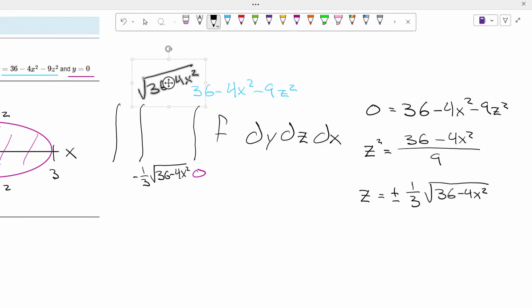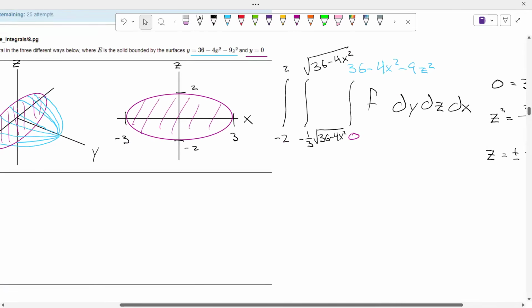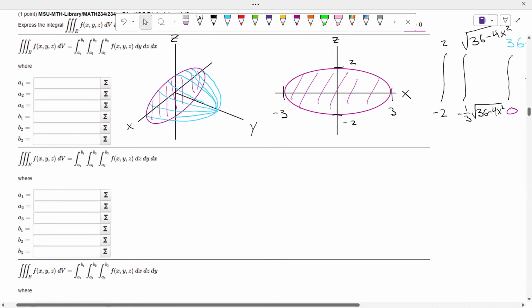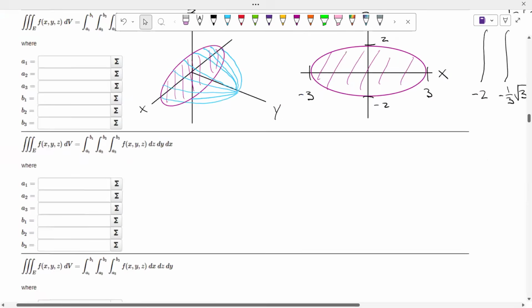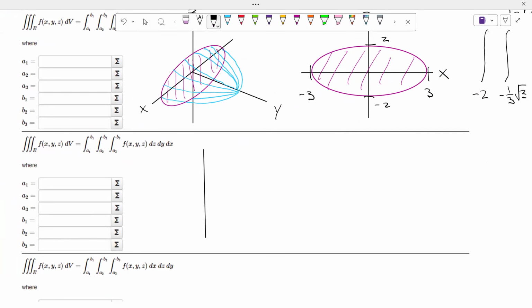And then x, which is our last one, goes from -2 to 2. Look at changing this order one or two more times. This time we're going to do dz first, taking the next integral down.